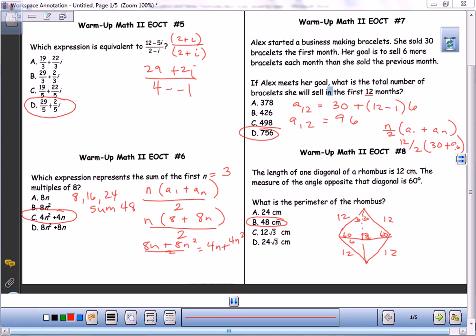Number 1, we're just multiplying by the conjugate. Did any of you have any issues with number 1? Oh, well, actually number 5. Multiply by the conjugate, we're good.